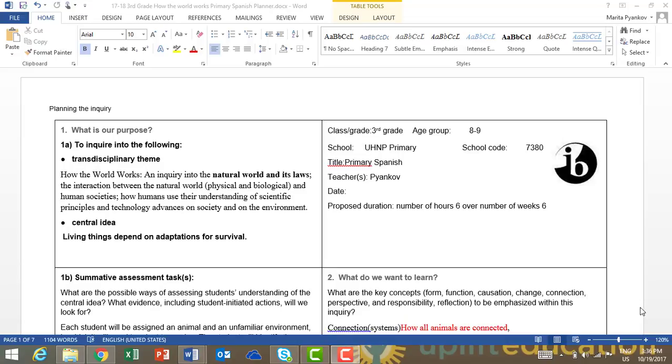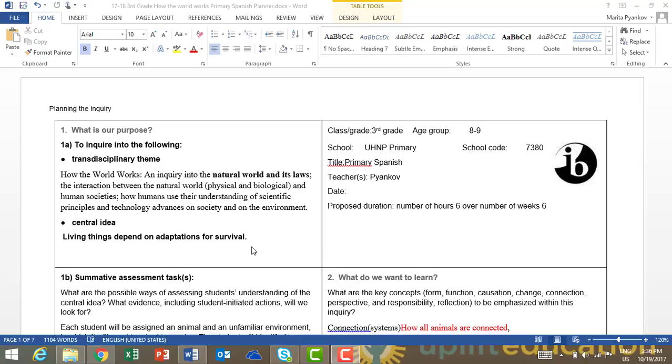I am excited to show you this unit planner that I've created. It's a collaborative planner. The transdisciplinary theme that you can see up here in box 1 is how the world works, and the part that the third grade focuses on at my school is the natural world and its laws. Its central idea here is living things depend on adaptations for survival.